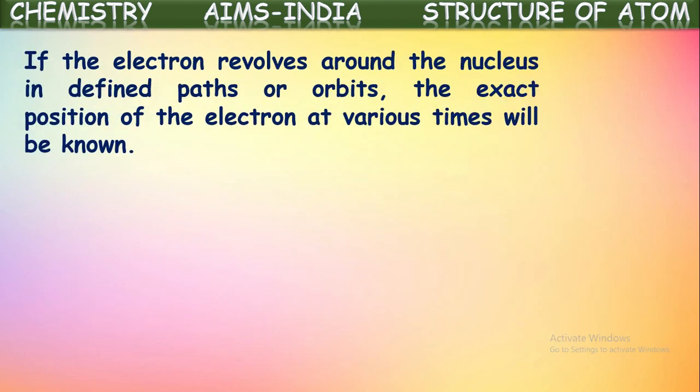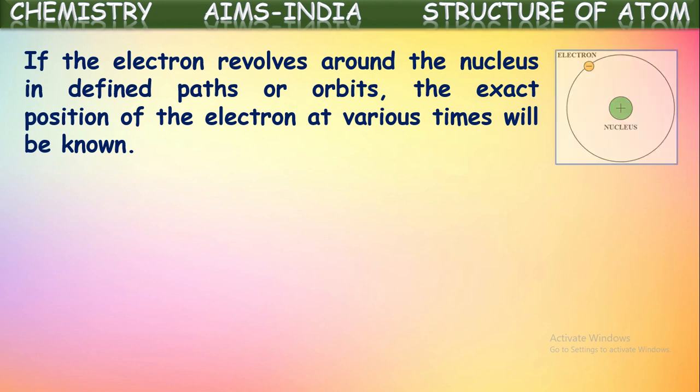If the electron revolves around the nucleus in definite paths or orbits, then the exact position of the electron at various times will be known.